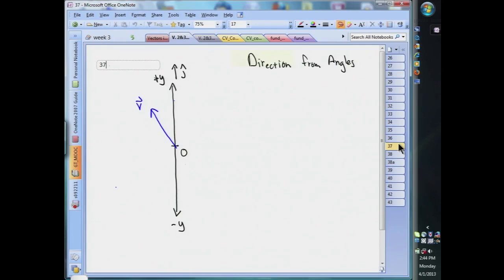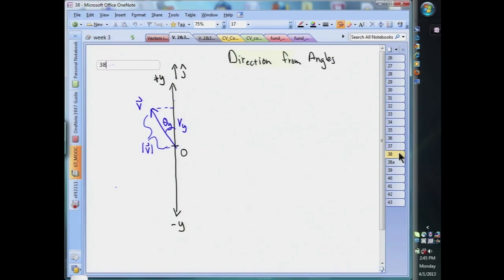Specifying directions with angles is useful for vectors in more than one dimension. For this, we need to refresh our memory about trigonometric functions. Let's again represent a vector with an arrow, and for convenience, place the tail of the arrow at the origin.